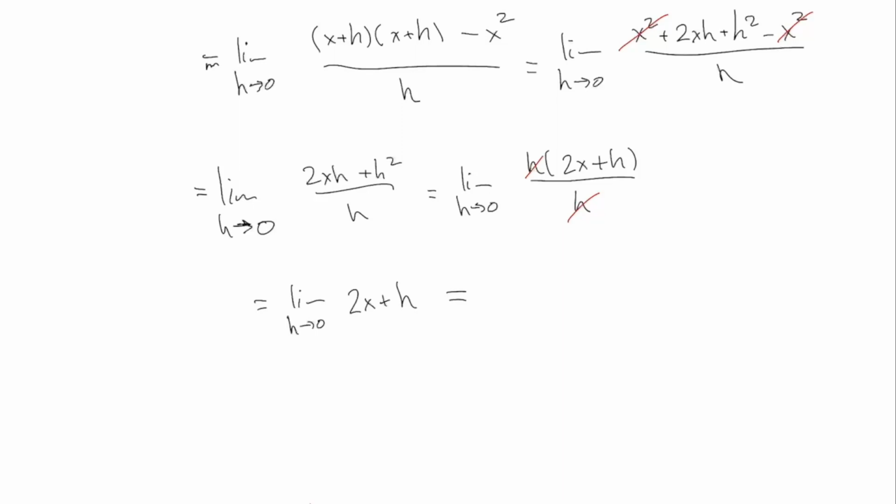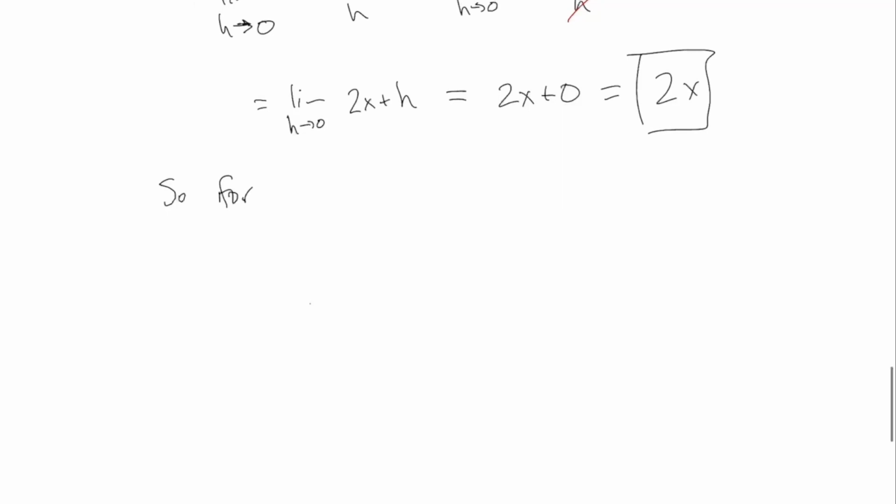What do I plug in for x? The answer is you don't plug something in for x. x will be just part of your answer. So I get 2x plus 0, which is 2x, and this is the answer. All right, that is the derivative of f of x equals x squared. Just to summarize that, for f of x equals x squared, we got f prime of x equals 2x.